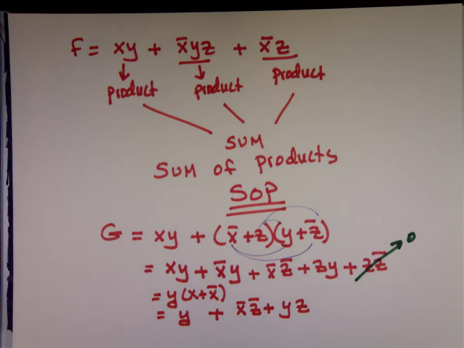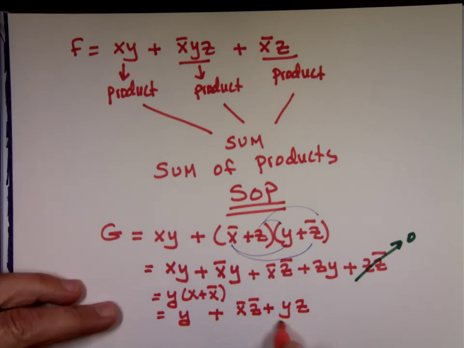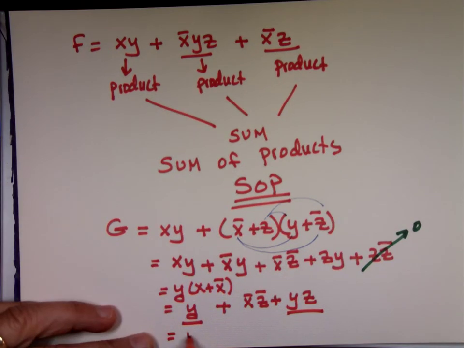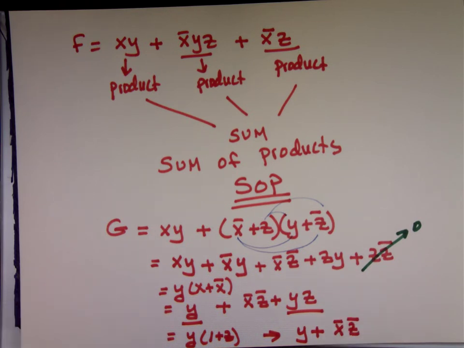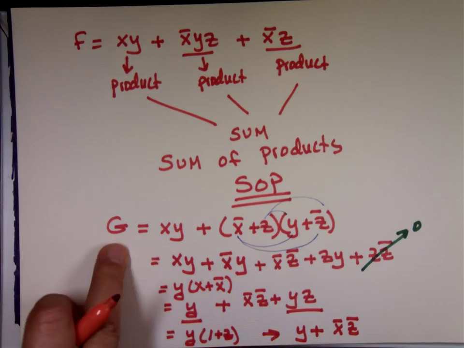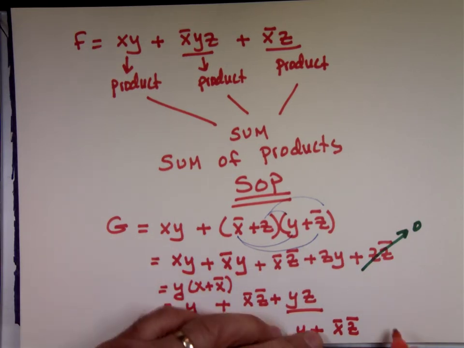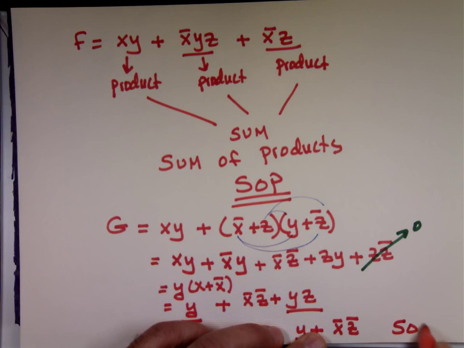Can we simplify that more? How about these guys? Put them together. What do they have in common? 1 plus z. What's 1 plus z? Try again. 1. That's an OR gate. That's a 1. So this will be y plus x bar z bar. So when I take this problem, if they said write that as sum of product, this is my sum of product. There's my answer.